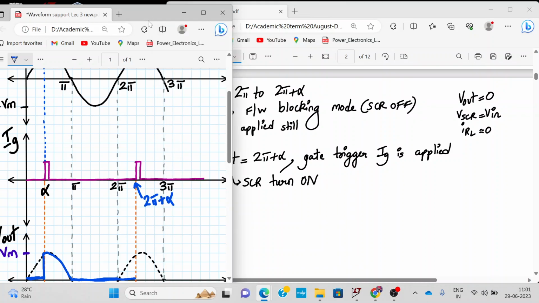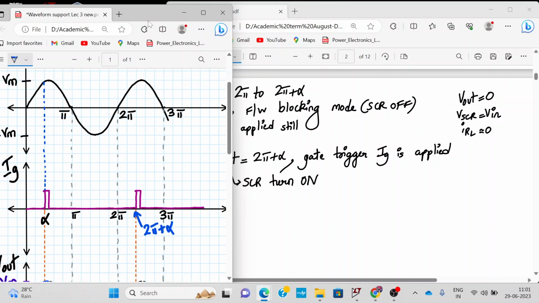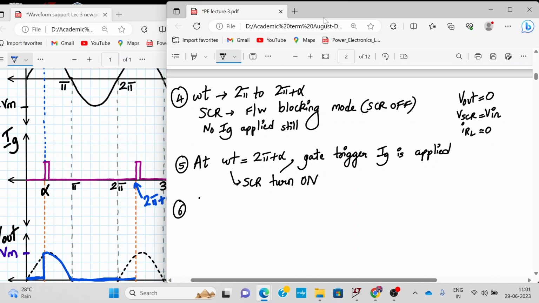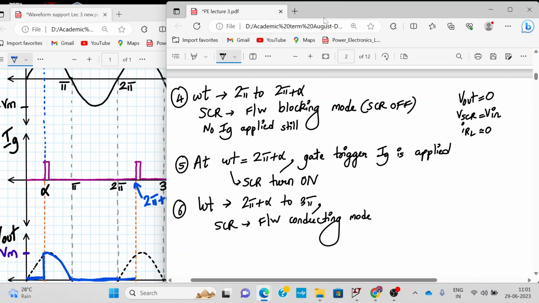And it will remain on during the entire positive half cycle of the input. That means when omega t is varying between 2 pi plus alpha to 3 pi, over here the input is in the positive half cycle, and the gate trigger is applied. Alright, as soon as the gate trigger is applied, the SCR will remain on during the entire duration from 2 pi plus alpha to 3 pi. So hence we can write over here, from omega t going from 2 pi plus alpha to 3 pi, the gate trigger is applied and your SCR will now be in the forward conducting mode. So when the SCR is in the forward conducting mode, SCR turns on.